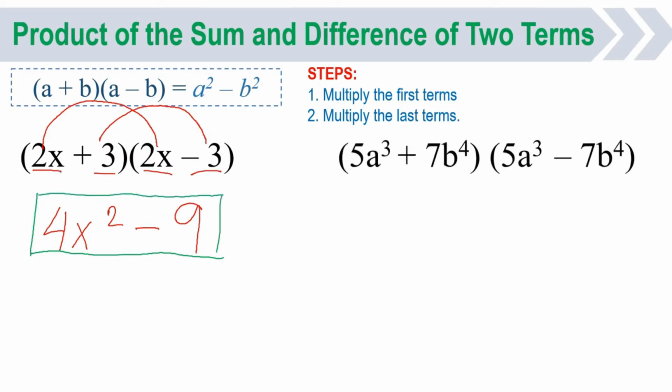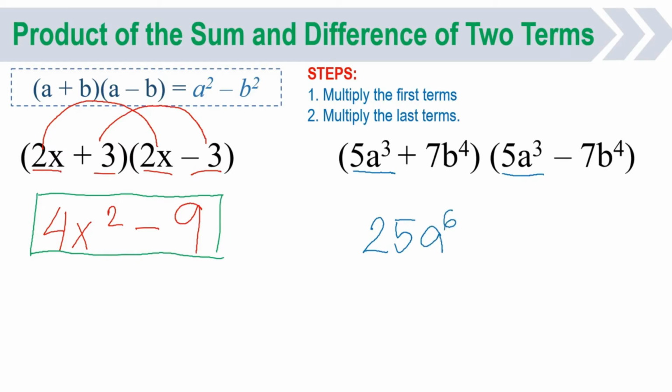Another example. We have 5a cubed plus 7b raised to 4 times 5a cubed minus 7b raised to 4. So we have sum and difference of two terms. Again, first step, multiply the first terms. Our first terms are 5a cubed times 5a cubed. 5 times 5 is 25. And a cubed times a cubed, we just have to add their exponents. You will have a raised to 6.